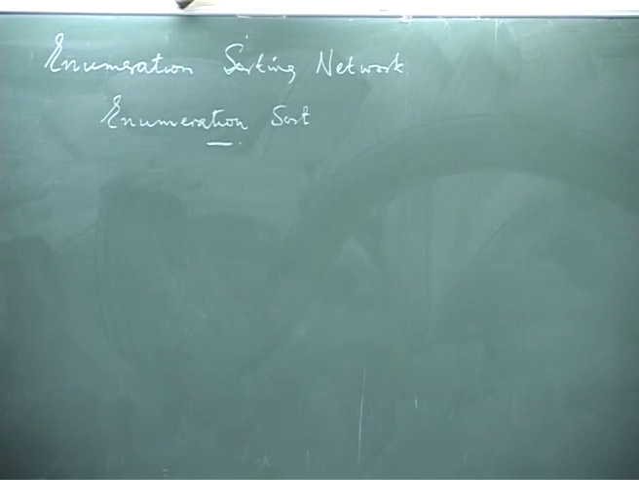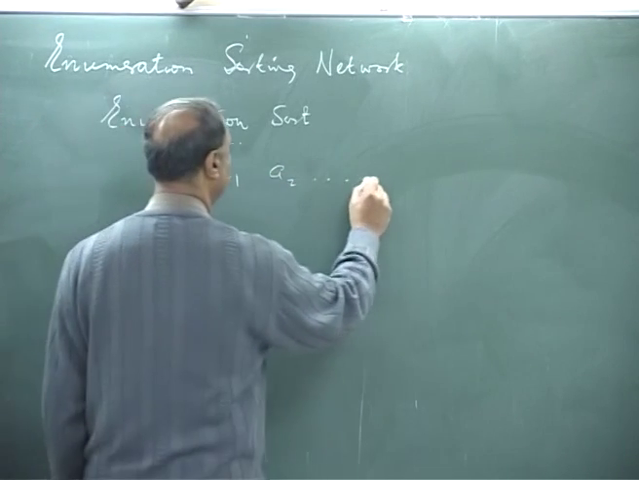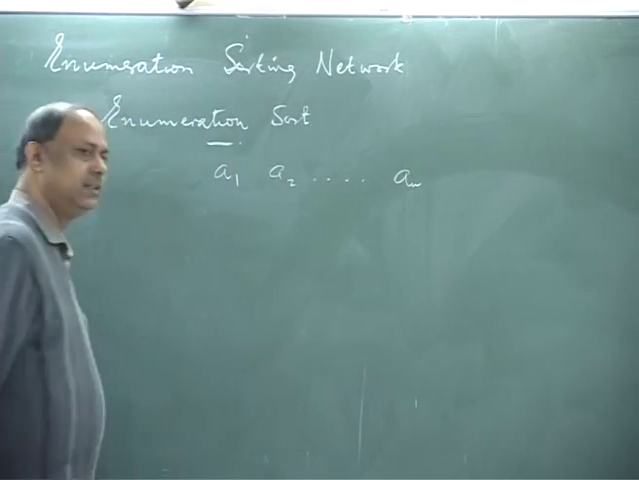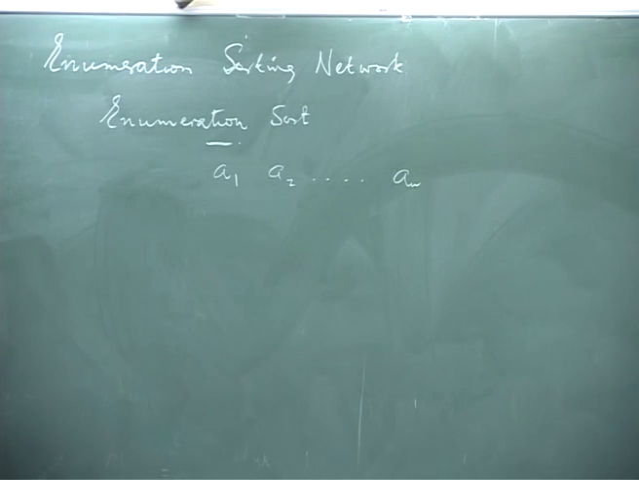Now, before that, what is sorting? Can you tell me? You have n elements, A1, A2, An. These elements are arbitrarily arranged. What do you want to do? Order them in some form, either in increasing order or decreasing order.